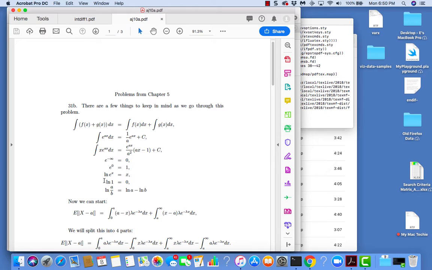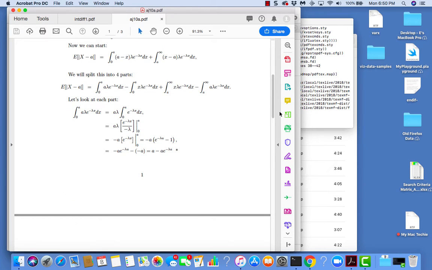Okay, so the opposite action of the exponential function, or I should say the e function, is the natural log, or ln. So if I take ln of e to the x, the ln is undoing what the e does, so I end up with x. The ln of 1 is 0, and the ln of a over b is equal to ln of a minus ln of b. And we're going to use all these in this problem. So let's start.